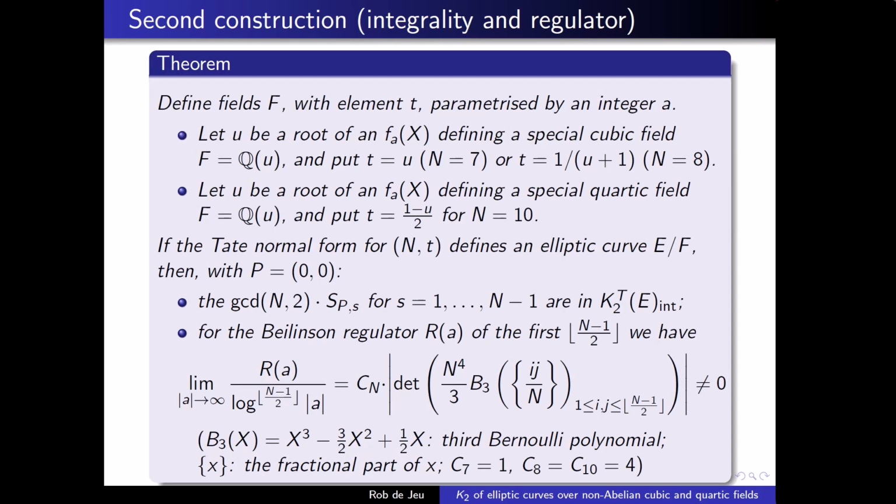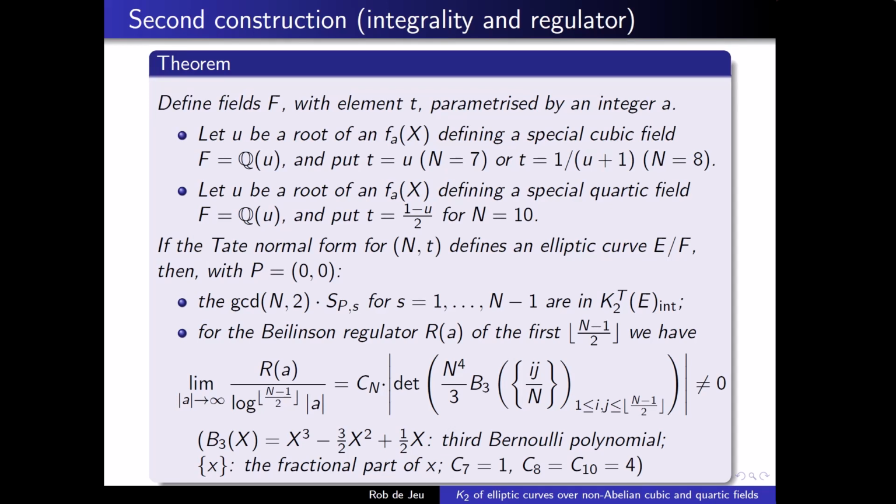For n equals 7, we take one of those special cubic fields, and we had a cubic polynomial with an a in it, and u was a root. Then for n equals 7, the parameter t for the elliptic curve had to be an exceptional unit, and that we can just put to the u. For n equals 8, it's a small variation, it has to be 1 over this unit plus 1. And then for the quartic one, we have the families that we had on the previous slide.